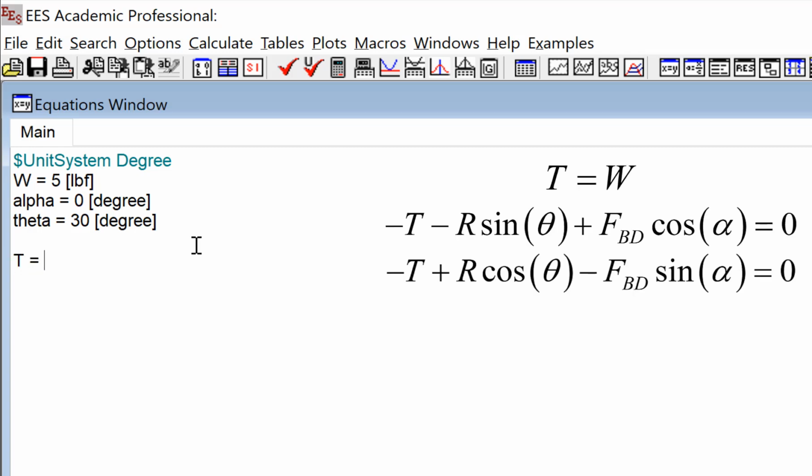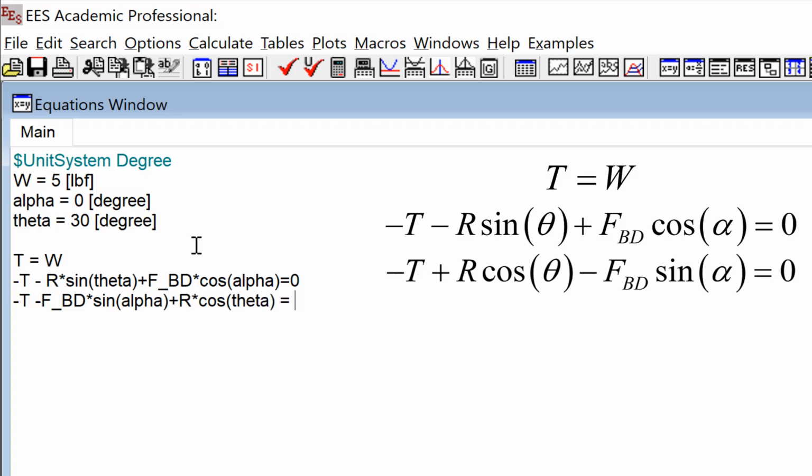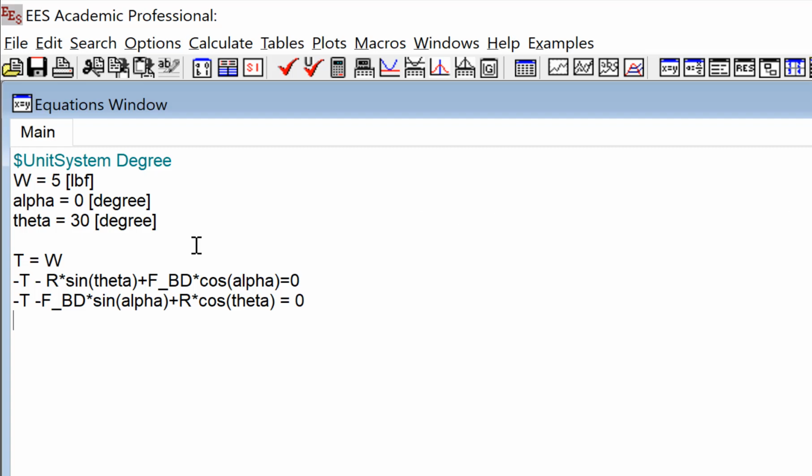The first equation is that the tension is equal to W. Second equation is that the summation of forces in the x direction has to be 0, so minus T minus R times the sine of theta, plus FBD times the cosine of alpha has to be equal to 0. And then finally the summation of the forces in the y direction has to be 0, so minus T minus FBD times the sine of alpha plus R times the cosine of theta has to be equal to 0. So that should be three equations and three unknowns.